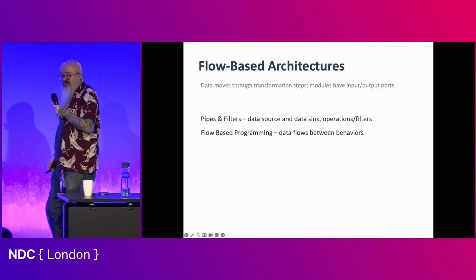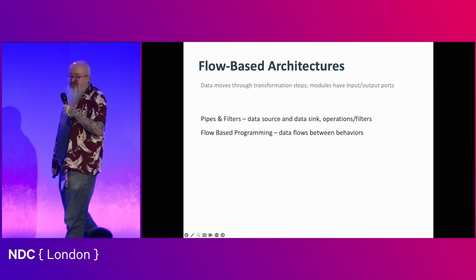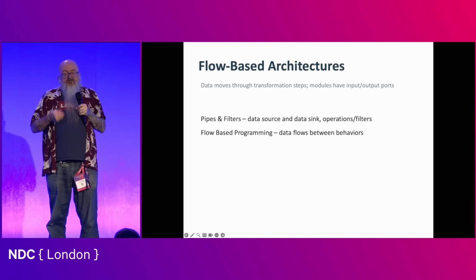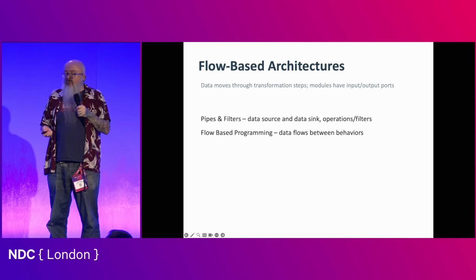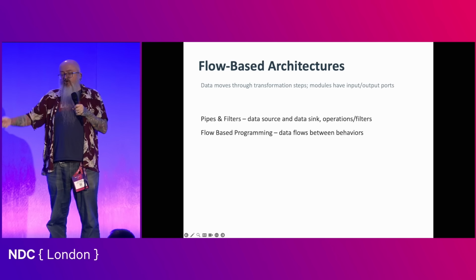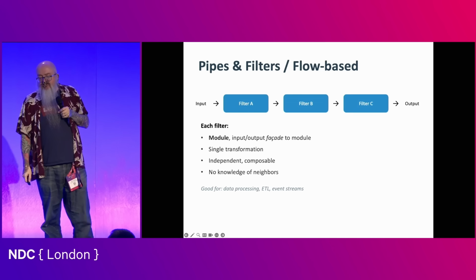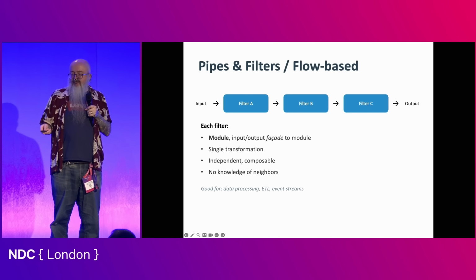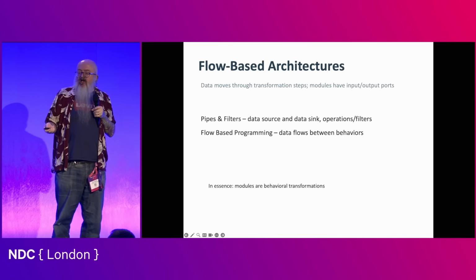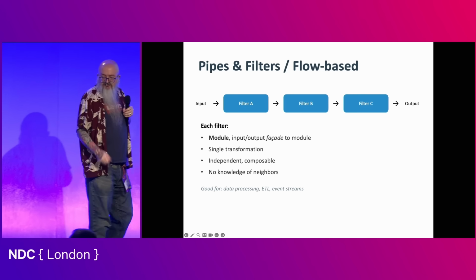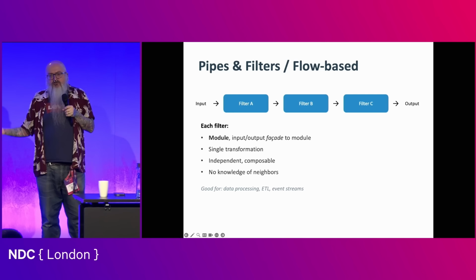All right. Flow-based architectures, so things like pipes and filters or flow-based programming, where effectively data flows through transforming behaviors. So in essence, the modules are behavioral transformations. Pipes and filters is a classic one you probably all know.